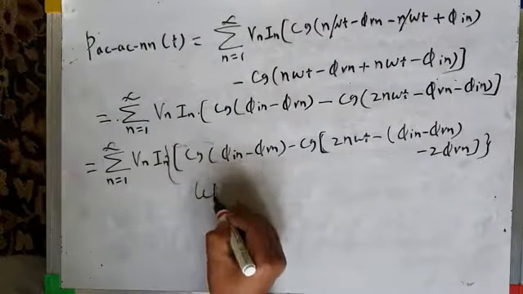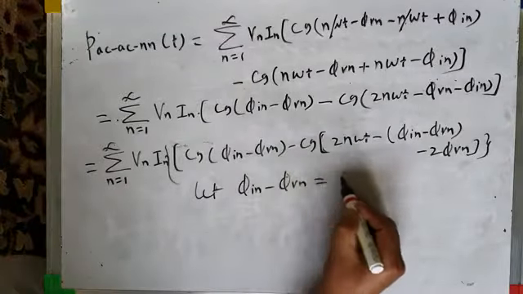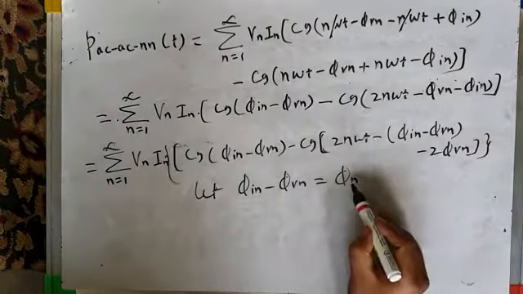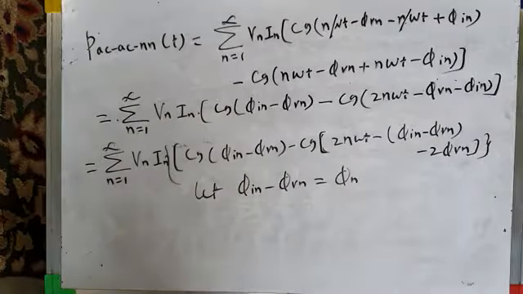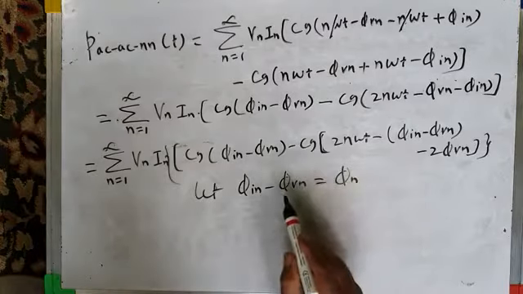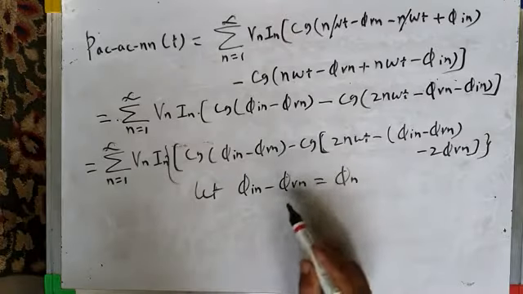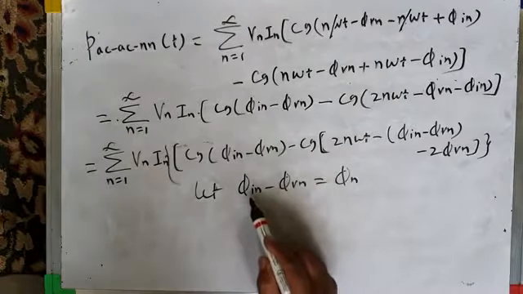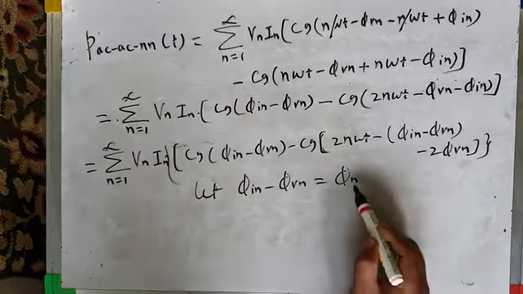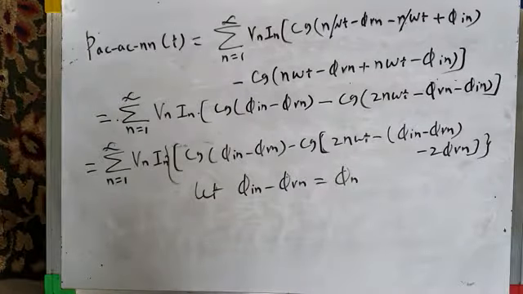So let us call this angle, phase angle phi In minus phi Vn. Let this be called phi n, where phi n is the phase difference between nth component of voltage and nth component of current. If n is equal to 1, then it is phi 1. That is the phase difference between fundamental component of voltage and current. For n equal to 3, it will be the phase difference between third harmonic voltage and current, and so on. So in general, phi n is the phase angle or phase difference between nth component of voltage and nth component of current.